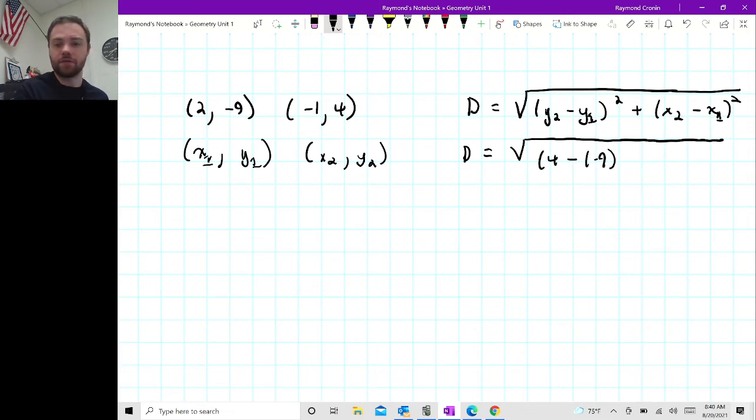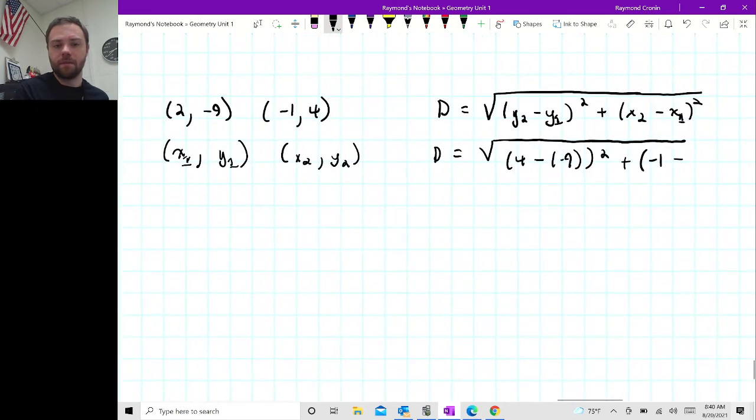So I'd have to keep those straight. I'd have to switch the negatives and then square it. And then over here for x2, I've got negative 1 minus 2 squared. Right, so I've got 4 minus a negative 9, so that's addition actually.